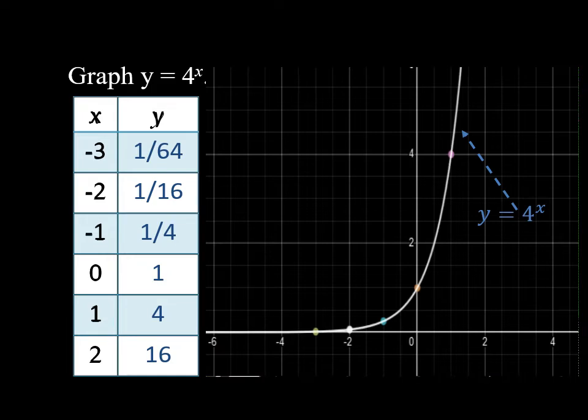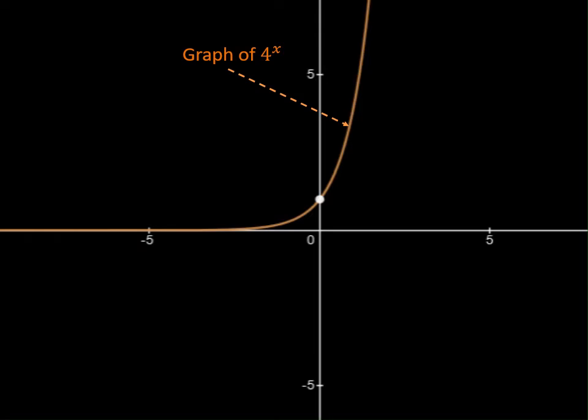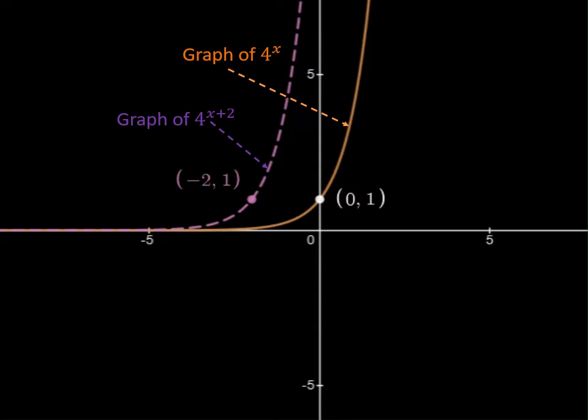Also here, the horizontal asymptote is y equals 0. Now we have the graph of y equal 4 to power x. And we're going to do some transformation. So that's the graph of 4 to power x plus 2. So notice my graph moved to the left 2 units. Still, the horizontal asymptote is y equals 0 in both cases.